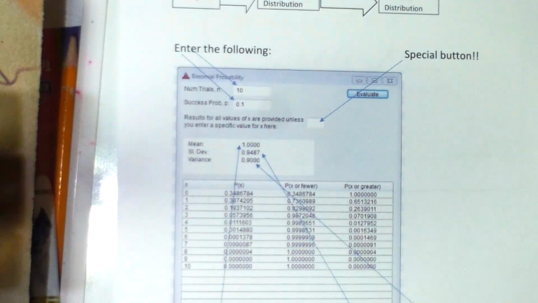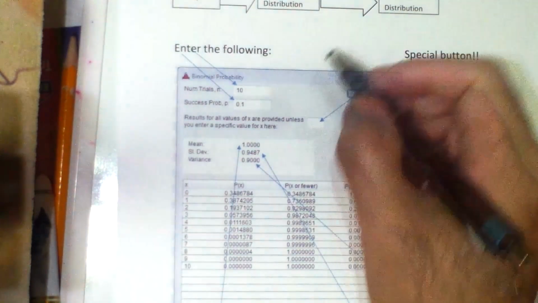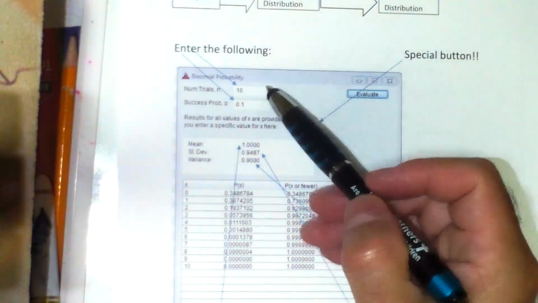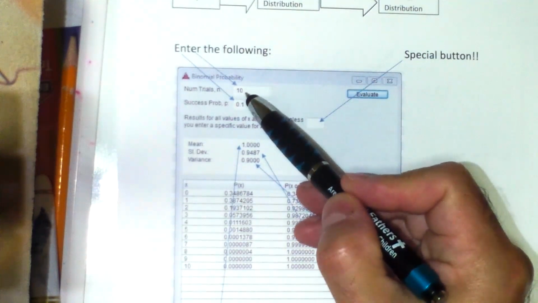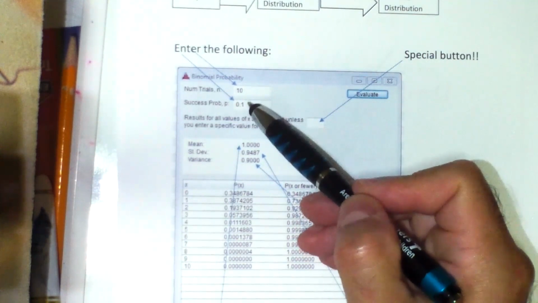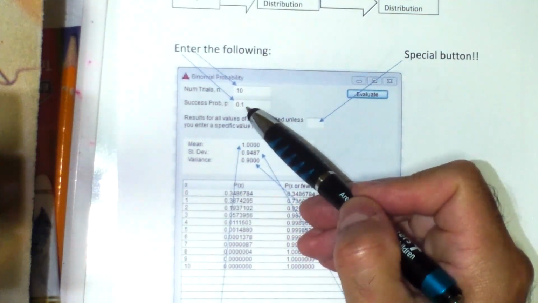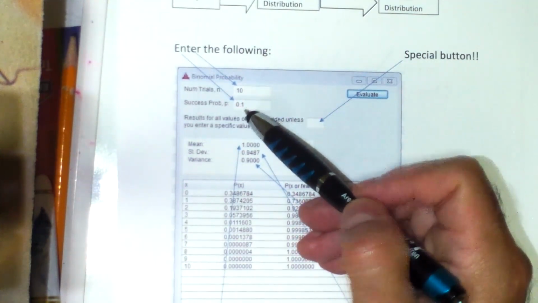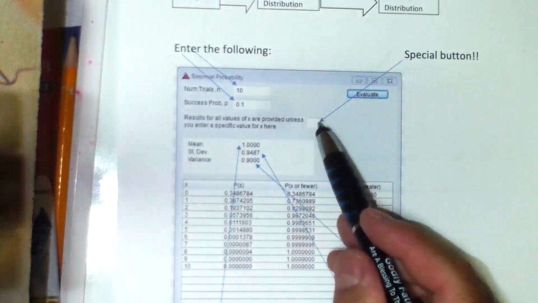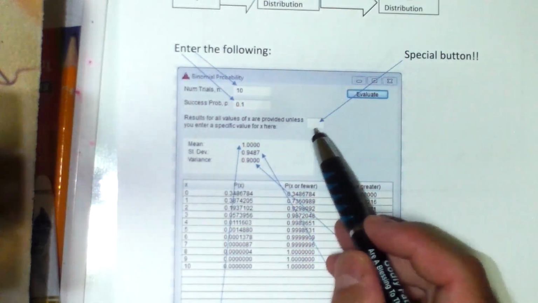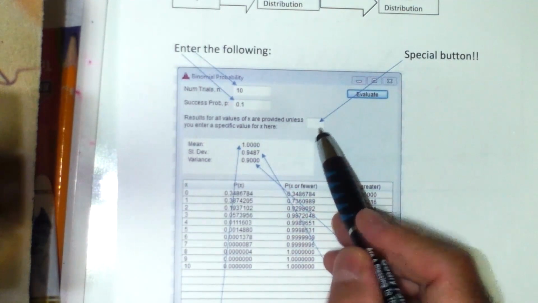All right, so what you have to do is there's going to be 3 windows that you're going to fill in. So you're going to fill in this box the number of trials, total number of trials. You will have to fill in the p-value. It's got to be in decimal, as you recall. And then this number, I will not tell you, but it's a secret. It's a special button.